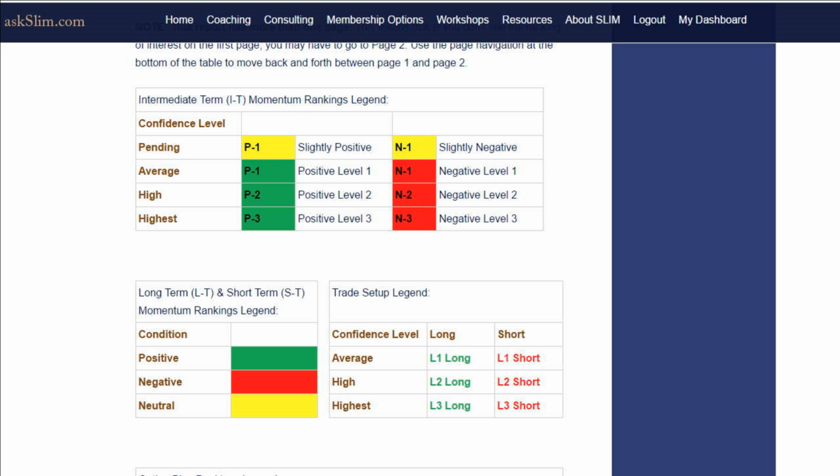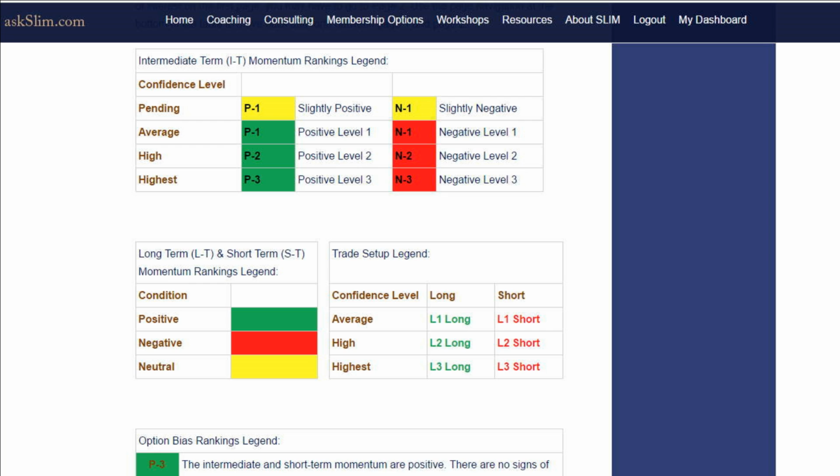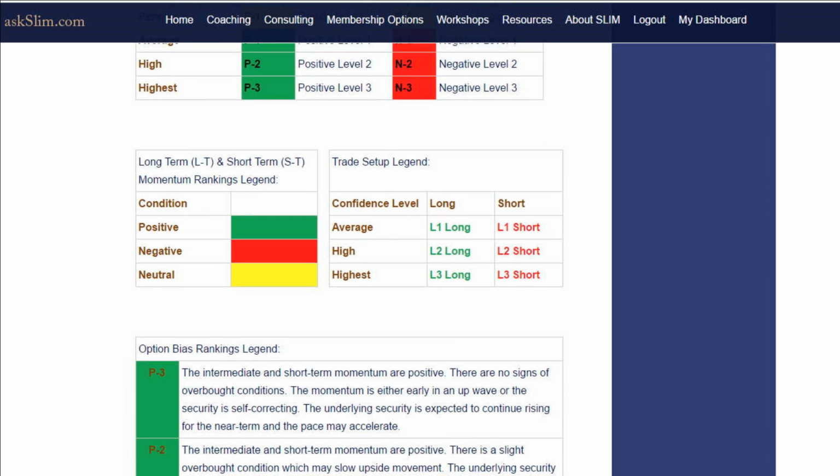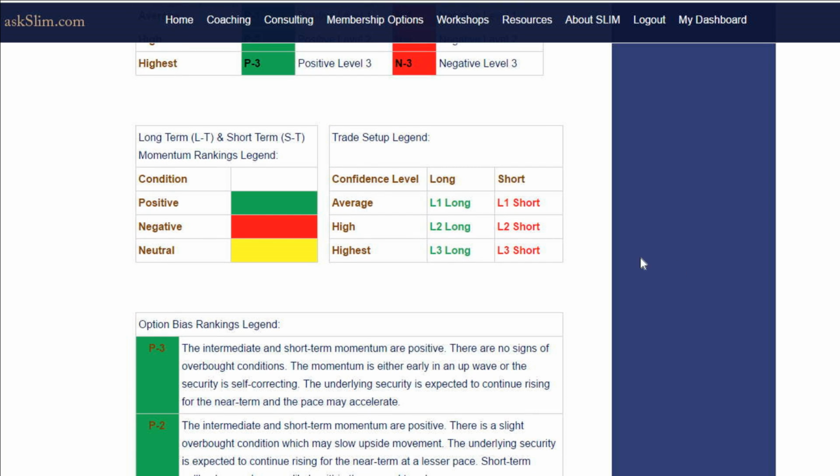That is for, I'll show you that on the table in a moment, for either use with the shorter term trades or longer term trades, depending on your focus. And there is the long term table right in here, so you can see positive, negative, and neutral. That's the legend. And this is our trade setup legend.